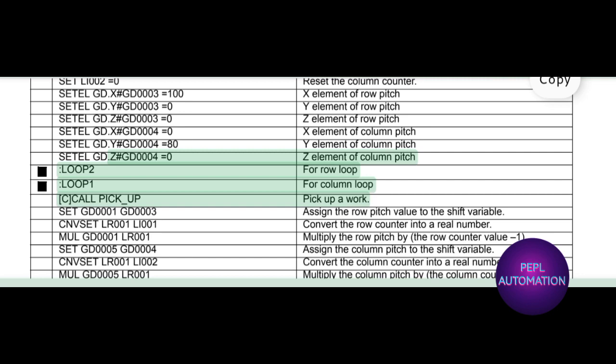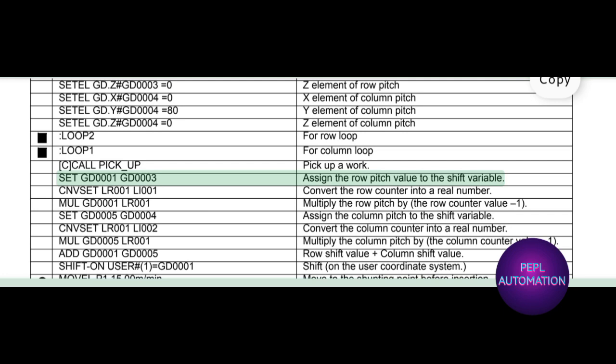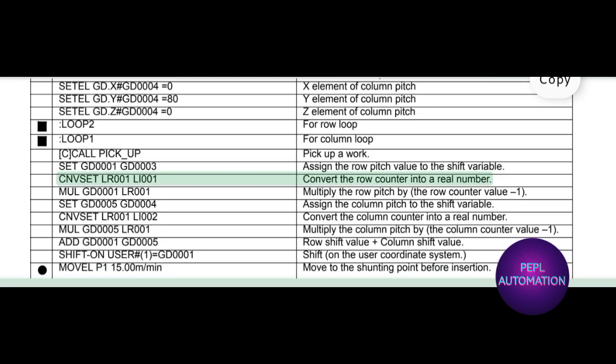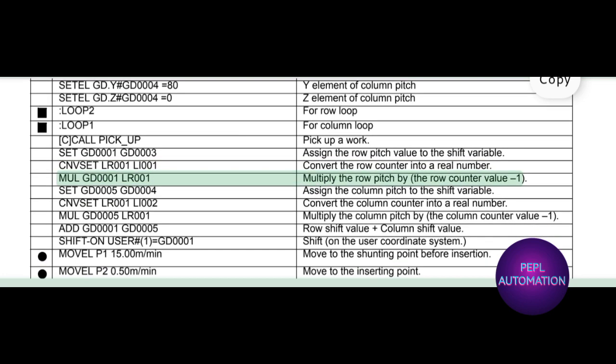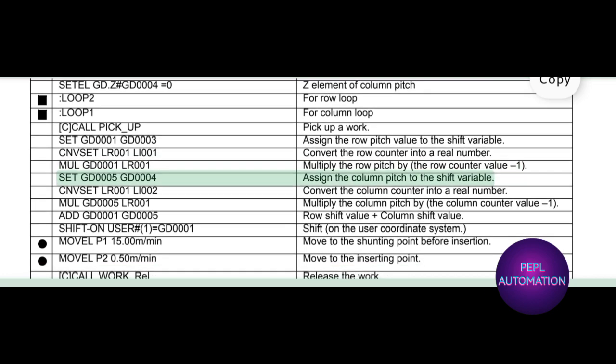up a work. Set GD0001 GD0003. Assign the row pitch value to the shift variable. CNVSET LR001 LI001. Convert the row counter into a real number. Mul GD0001 LR001. Multiply the row pitch by the row counter value minus 1. Set GD0005 GD0004. Assign the column pitch to the shift variable.